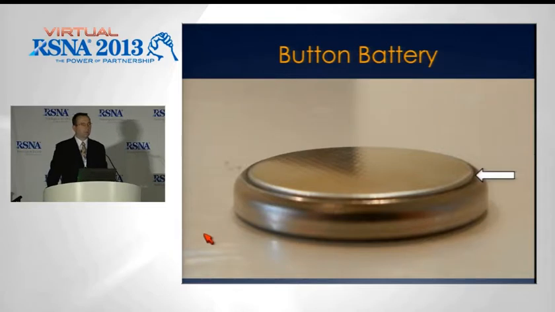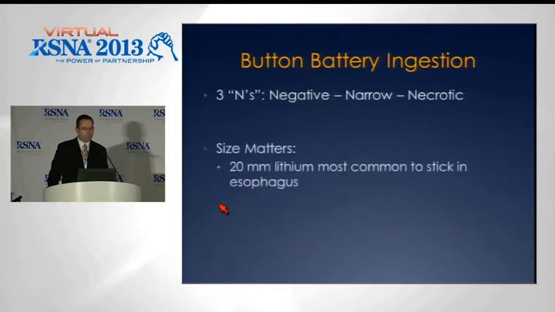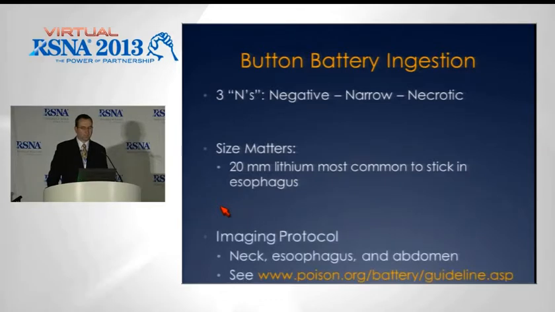This is what, when I say a button battery, this is what I'm talking about. It is these, in most cases, 20-millimeter button batteries that are getting stuck in the esophagus. It was taken out of their toy or wherever they may have found it. So with button battery ingestions, 3 ends: negative, narrow, necrotic. It's the negative pole or the narrow side which causes the necrosis. Size matters. It's mostly the 20-millimeter lithium batteries that are getting stuck, not the smaller batteries that get stuck in the esophagus.